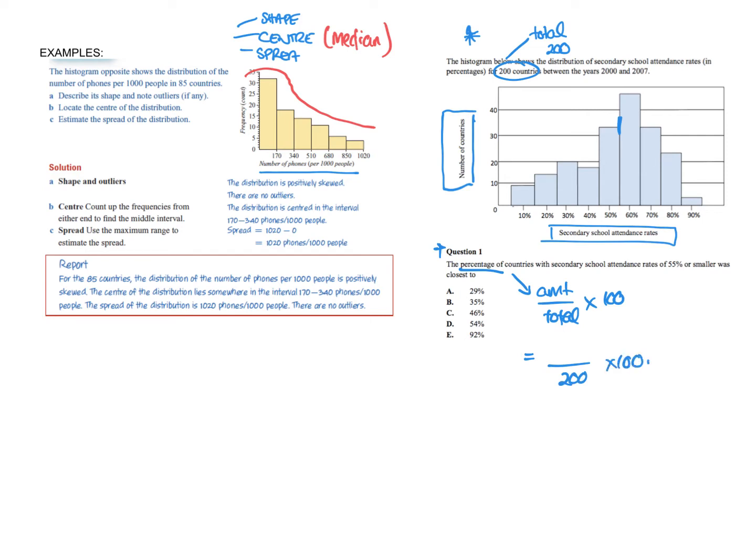Now we're looking at how many were smaller than 55, so we've got to add these all up. We might say that's 32. This one might be 18, 20, 15 and maybe 9. I'm just making these up. So what do they all add up to? That's 24, 44, 62, and 94. So 94 over 200 times 100. It's probably going to be 46%. Okay, so there's that one.